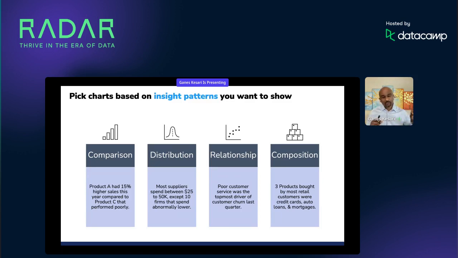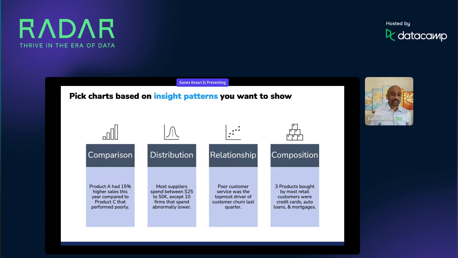Relationship is how one factor influences another factor. What drives customer churn? What drives home prices? Is it the locality? Is it the number of rooms, or is it the pandemic? So there are several factors which drive it. You have to establish the relationship.